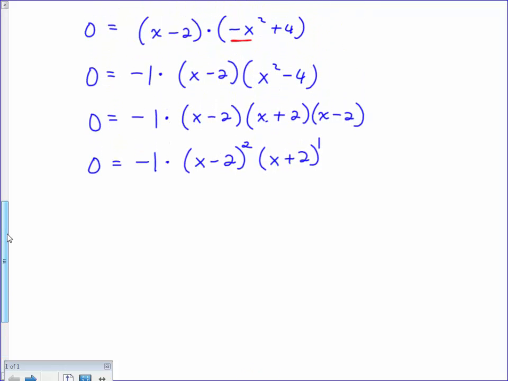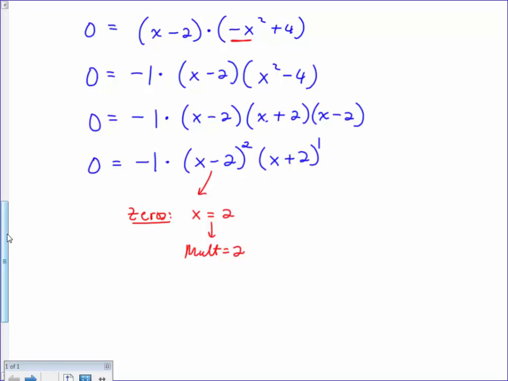The reason I do that is now when I'm finding the zeros, so for my zeros, the first one would be obtained by setting the x minus 2 equal to 0. Well, if x minus 2 is a factor, then I know x equals 2 is a 0, and I also know its multiplicity is 2.